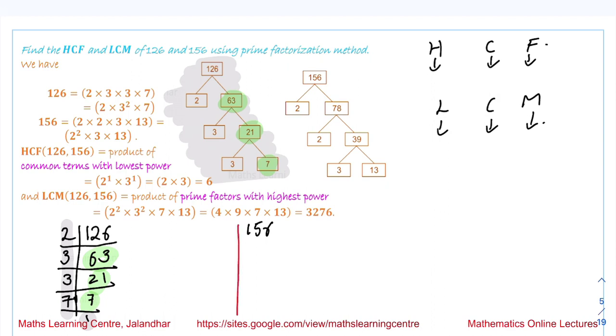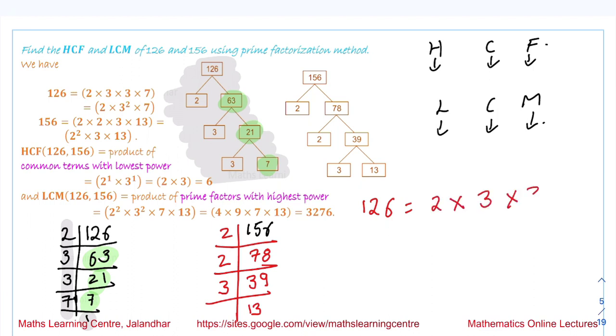Similarly, for 156, we are saying first it is divisible by 2. So we are left with 78. Again it is divisible by 2. We are left with 39. It is not divisible by 2. It is divisible by 3 and it is 13 over here. So if we write these numbers, 126 you can write as 2 into 3 into 3 into 7. And 156 we can write as 2 into 2 into 3 into 13.